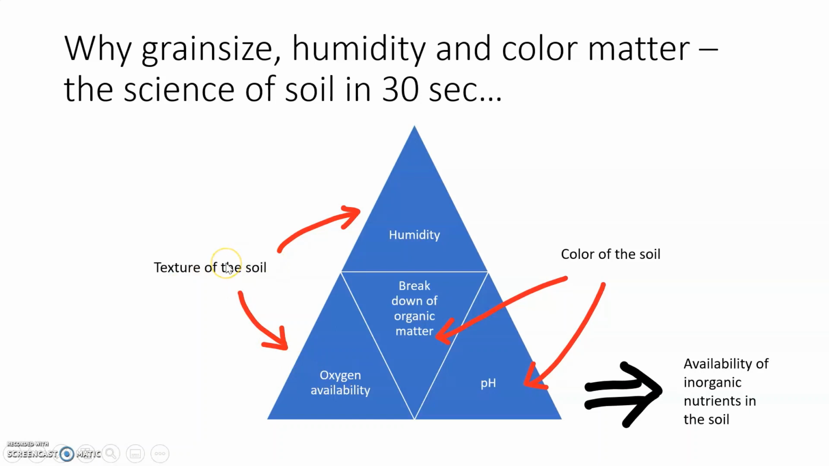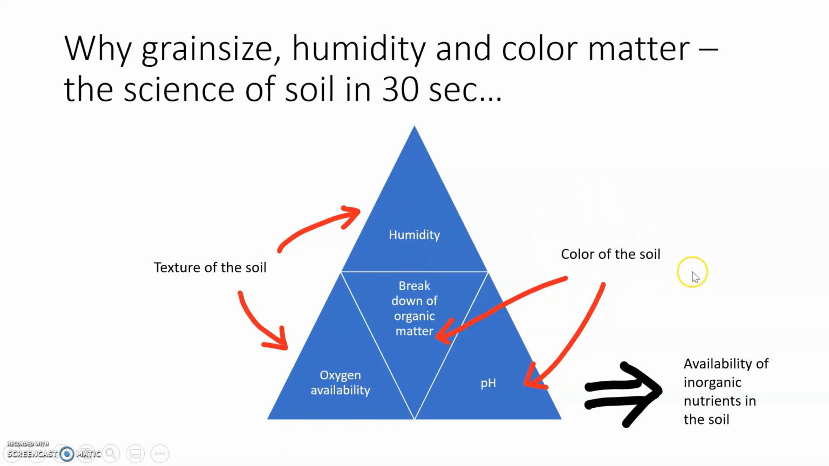So the texture of the soil tells us, of course, something about the oxygen availability. If there are a lot of very small soil particles and if they're very densely packed together, then oxygen cannot move into the soil. There are no air spaces in the soil. And if the soil is like that, then maybe rain cannot drain through the soil, so maybe the soil would also be very wet. So the texture of the soil can tell us something about both the oxygen availability and maybe also about the humidity of the soil.